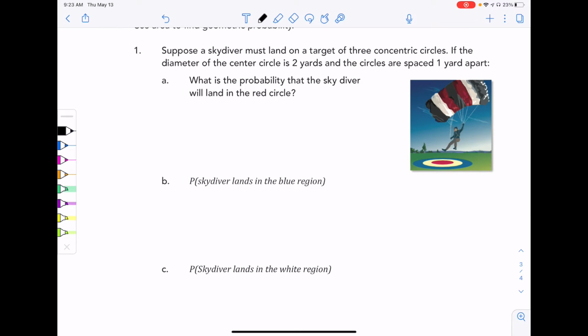Okay, I need to draw this for everyone to see. So here's what it's talking about when it says concentric circles. It means circles within one another, kind of like a target, or you could say a bullseye. Let's make these bigger.